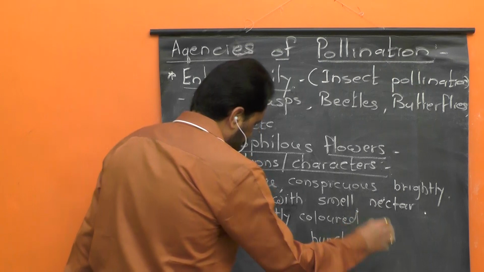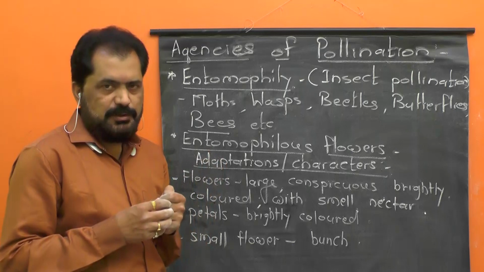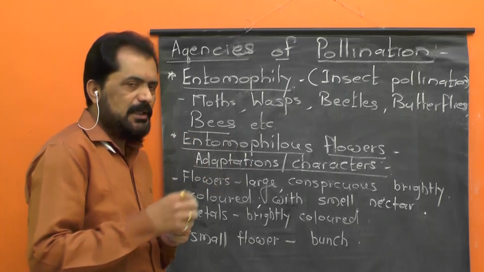In the sense, if the flowers are smaller, generally they develop in the form of a group. They develop in the form of bunch inflorescence. In 11th we came across this, so that they can be easily noticed by the insects.